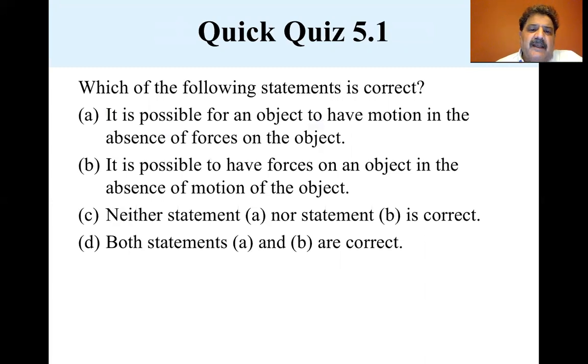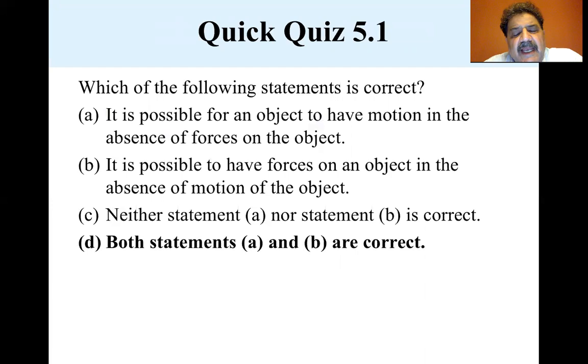So let's see. Both A and B are correct. Choice A is true because Newton's first law tells us that motion requires no force. An object in motion continues to move at a constant velocity in the absence of external forces. Choice B is also true. A stationary object can have several forces acting on it, but if the vector sum of all these external forces is zero, there is no net force and the object remains stationary.